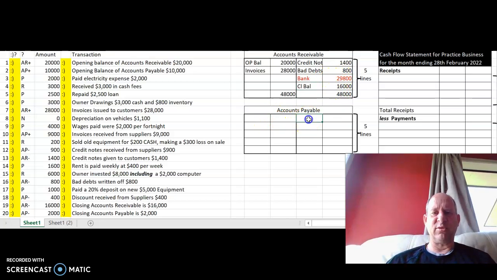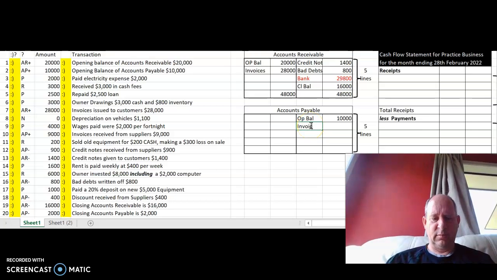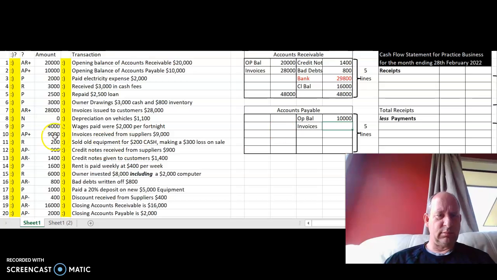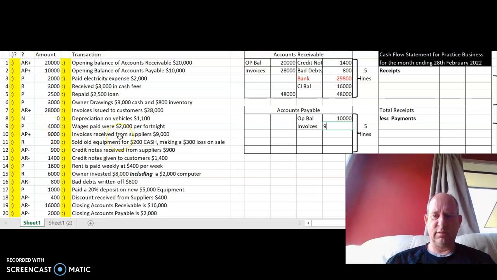On the accounts payable side, it's got a credit balance. And that was 10,000. Anything that adds to accounts payable is on the credit side, so any AP pluses. And we've got a few of those, so we've got invoices. So these are invoices that we've received. AP plus 9,000.